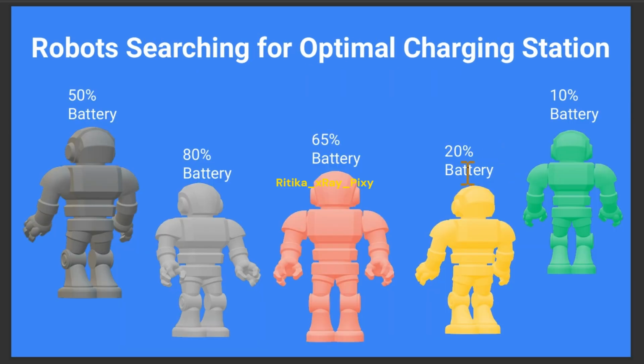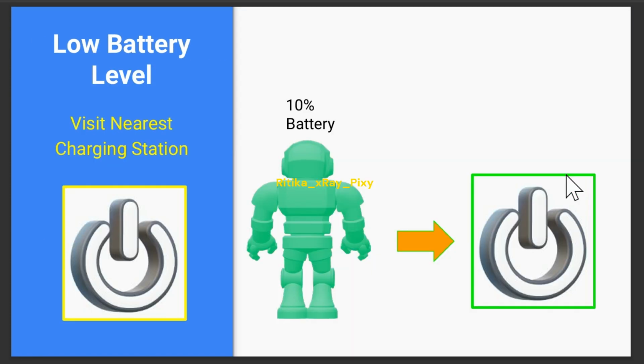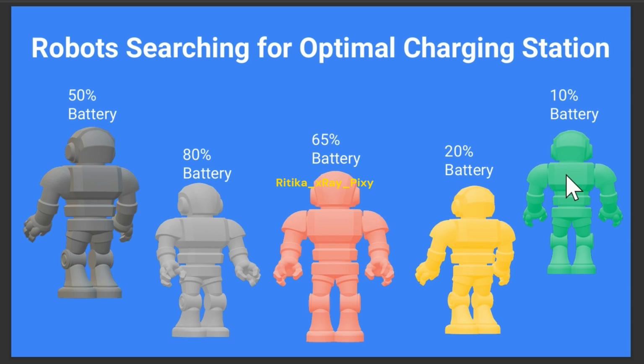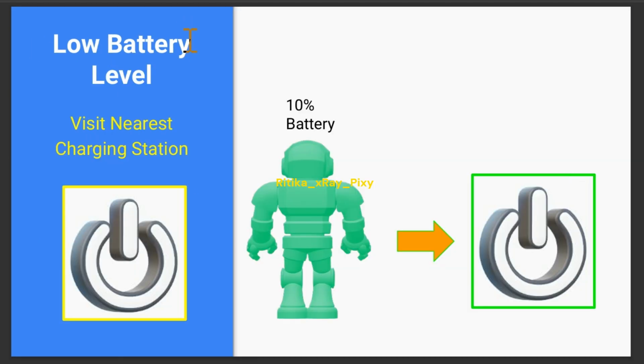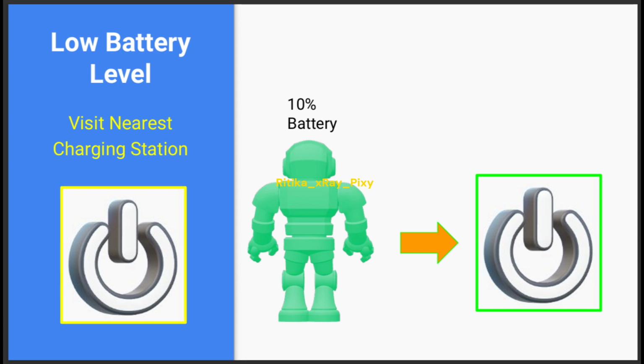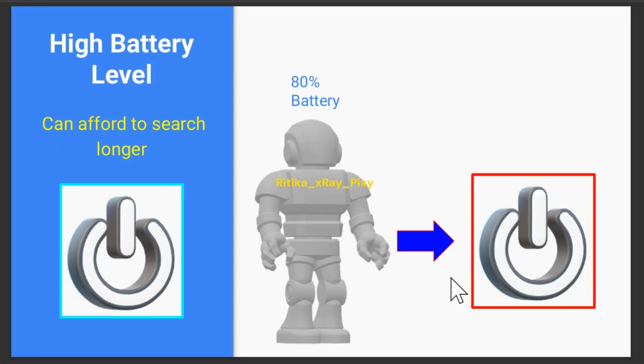Now we'll try to understand how robots might choose different stations depending on factors like charge time or energy efficiency. As the robots have different battery levels, the robots with lower battery levels might prioritize the nearest charging station, while the robots with higher battery levels can afford to search longer.